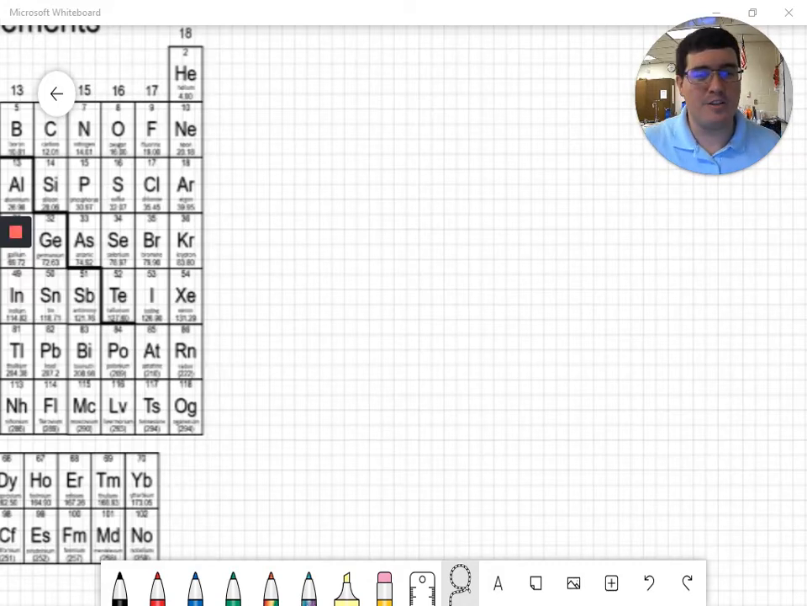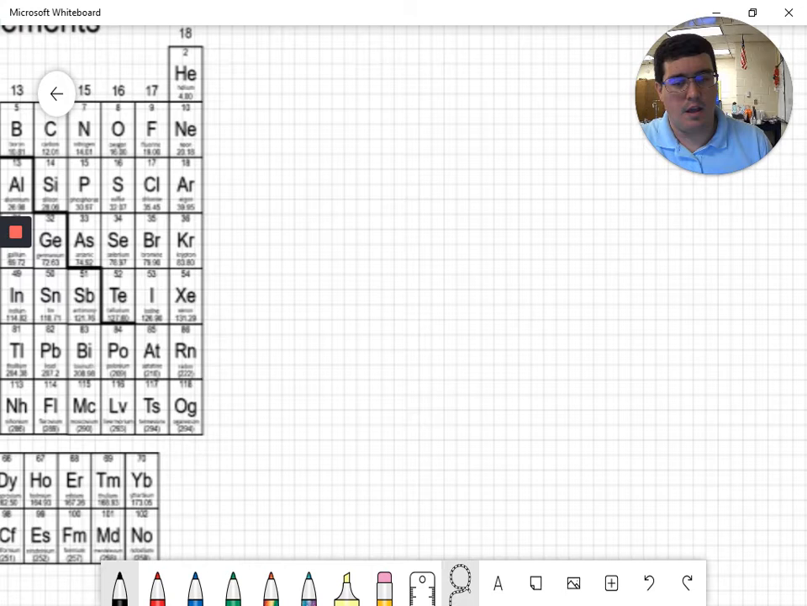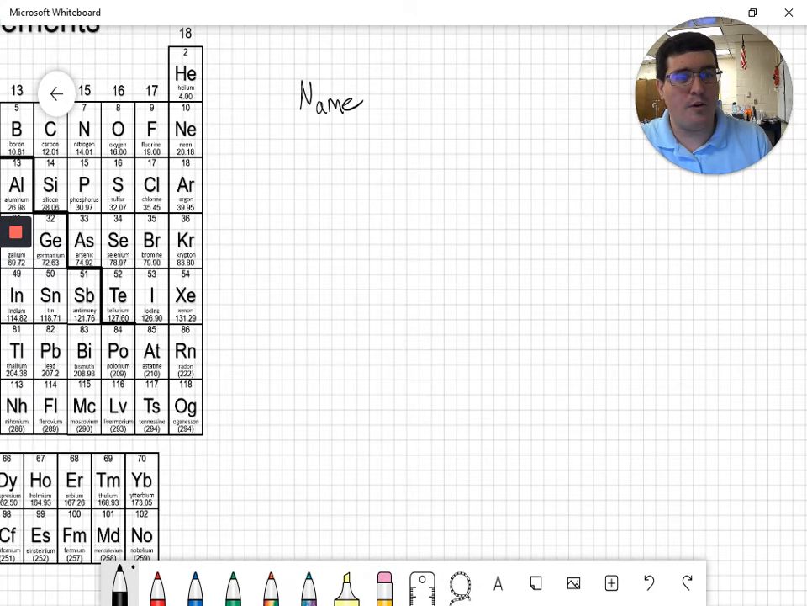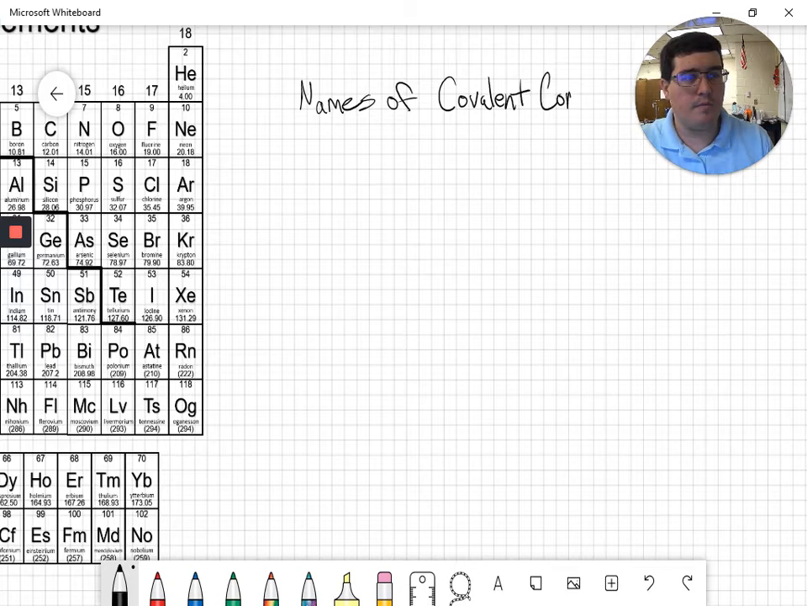All right, we are going to start talking about how to name covalent compounds. To do that, we need to be able to write in ink. I am also going to have a periodic table here. As you can see, I've got one over here to the left. It's got all the elements on it that I need right here.